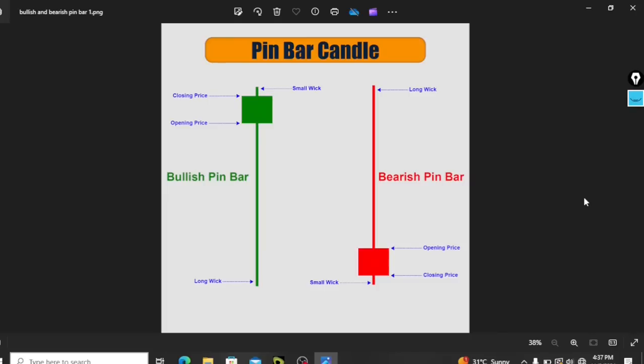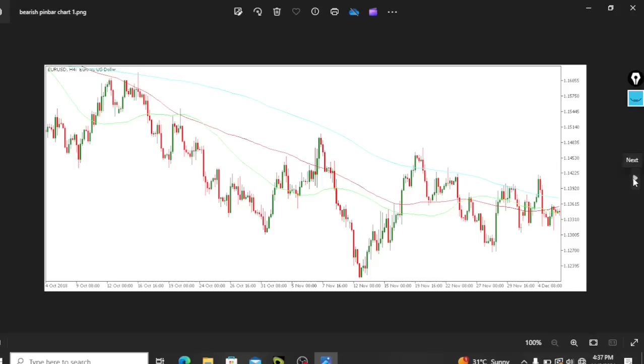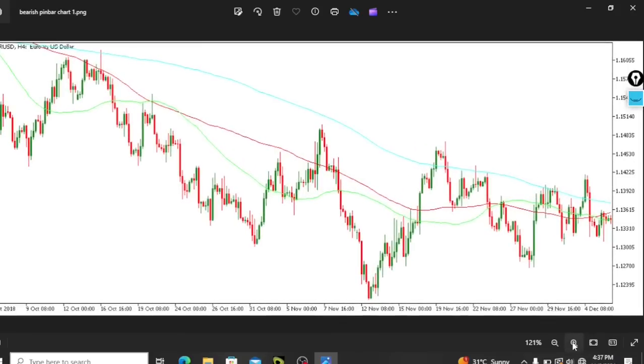Now let's look at practical examples. This is a chart here. Let me make the chart a bit bigger. What is happening here is that I have about three moving averages, and a very small pin bar forming towards the top. Let me emphasize it. This is the area where the pin bar has formed, as you can see, I've circled it.